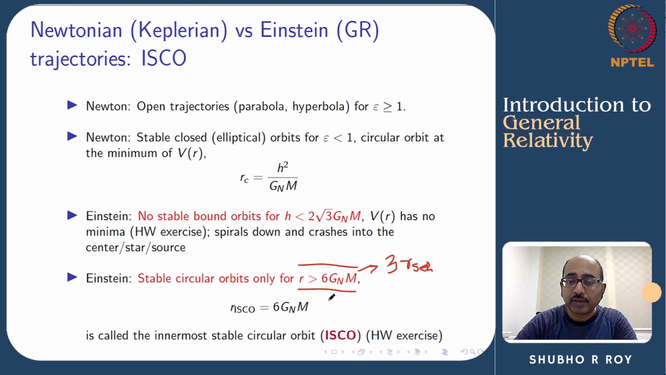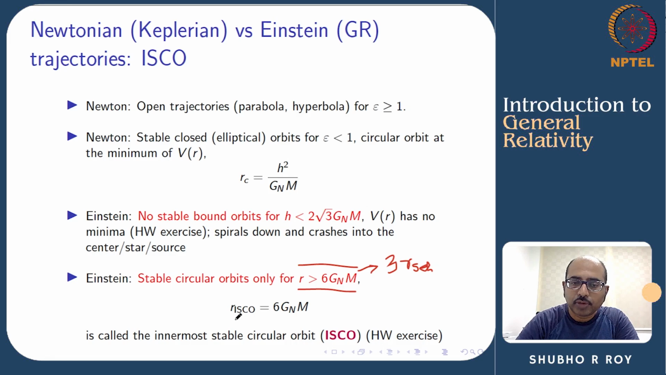Again, it will be left as a homework exercise to prove that for stable circular orbits there is a minimum radius. You cannot have stable orbits arbitrarily close to the star. If you come too close to the star, there are no stable orbits. And what is the critical distance?